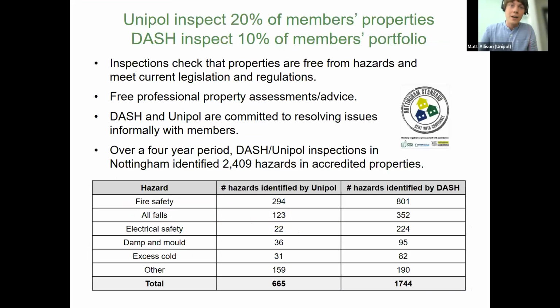Yeah, I'm Matt Allison, and I work at Unipol, administering the code for shared student housing, but we also run the national code at Unipol for purpose-built student accommodation. In terms of shared student housing accreditation, Unipol inspect 20% of every member's properties, and Dash inspect 10% of their members' properties. Obviously, they've got a lot more properties to look at, so that's a lot of inspections going on in the city. The inspections are there to check that members are meeting our standard.